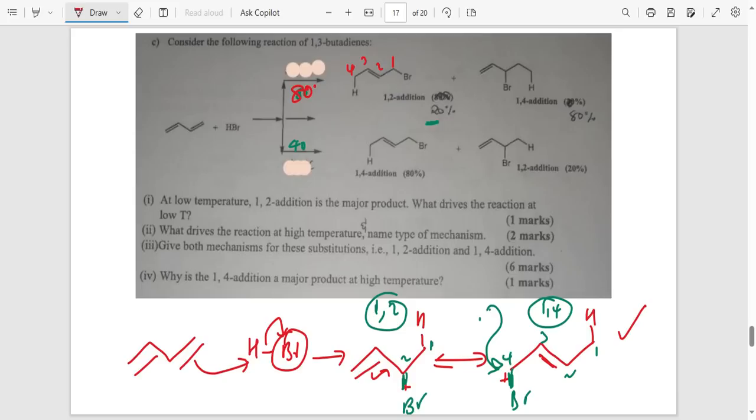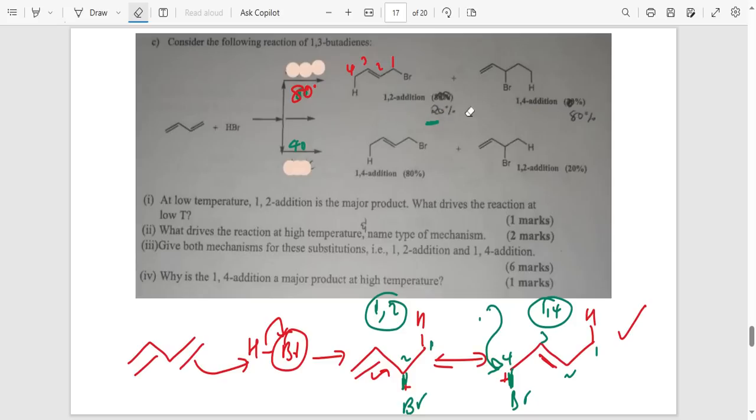So at a high temperature, I want to state this clearly. At a high temperature, we favor 1,4. So this is going to be the major product, 80%. This is going to be the minor product. We favor 1,4. The major product is going to be this one. Now they've confused this, so they are confusing me when numbering.